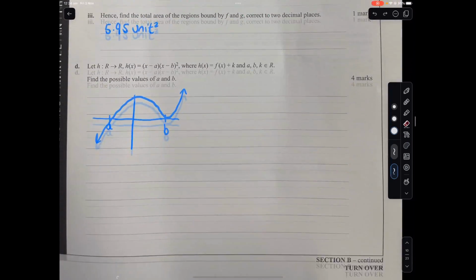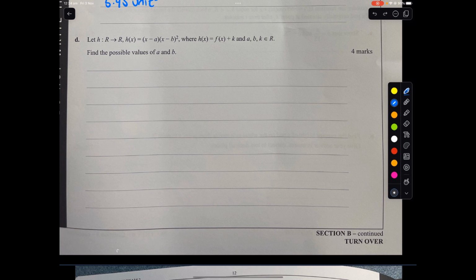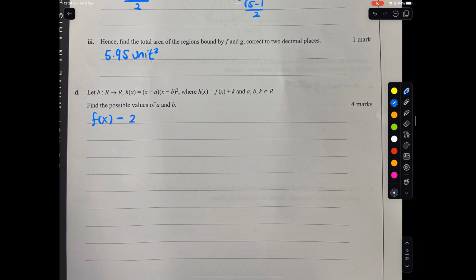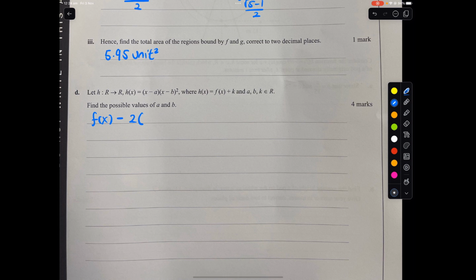So, 4 marks. How would you get those 4 marks? You would want to say, let me rub that out. We want f of x, let me write it in a different color. So we want f of x minus this value over here. Let me just go on my calculator and find it. Okay, so it's minus (2 root 7 minus 10) all over 27. So this should equal h of x.